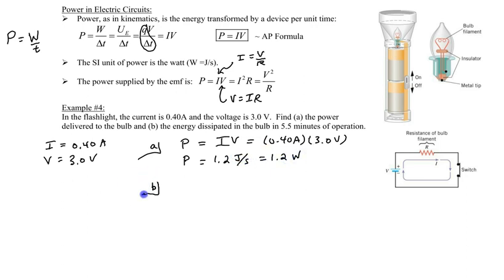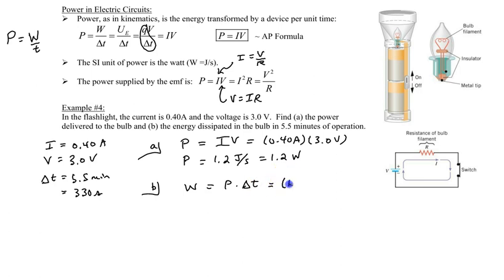Okay, now going on to part B, we want to know how much energy was dissipated. So energy is really work. So work would be equal to power times time, and we must have been given the time, and yes we are, 5.5 minutes. So you'll need to convert that to seconds, which is 330 seconds. And now you can substitute that in.